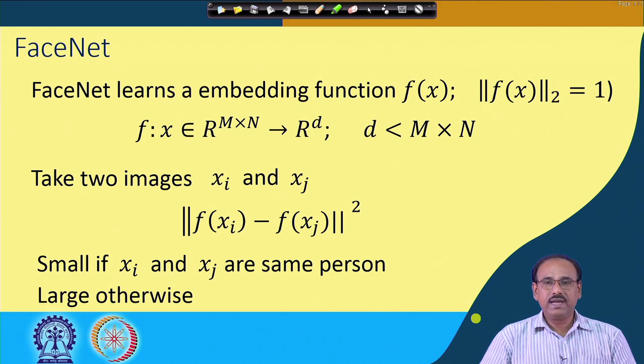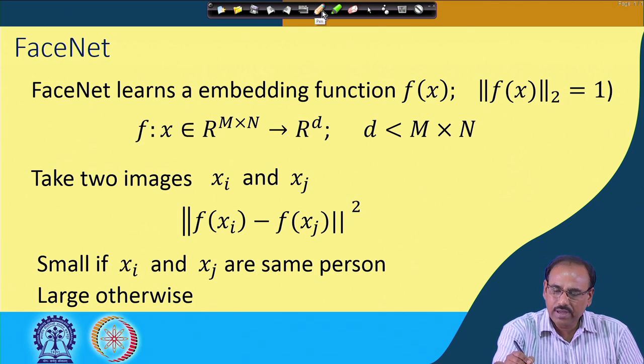So what does this FaceNet actually do, the face recognition system? The FaceNet actually learns an embedding function f(x), where x is an input face image. So from this face image, FaceNet learns an embedding function f(x) with the constraint that the norm of f(x) should be equal to 1. That is for normalization purpose.